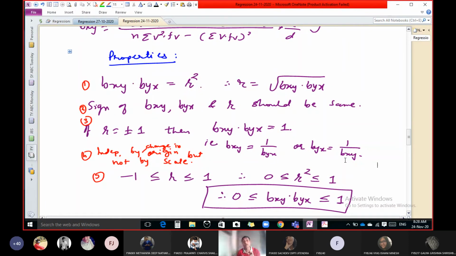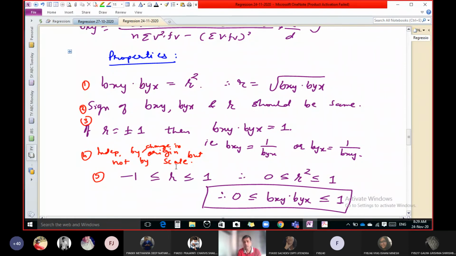And if r equal to 0, that means either bxy is 0 or byx is 0, because if r is 0, r square is 0, and multiplication of two numbers is 0, that means either bxy is 0 or byx is 0. That means we can say that two regression lines are coincide. Okay, now regression coefficients are independent of change of origin but not of scale.